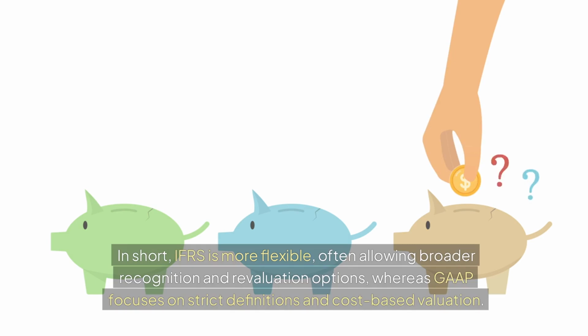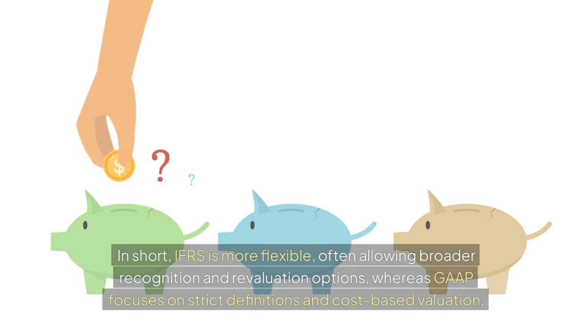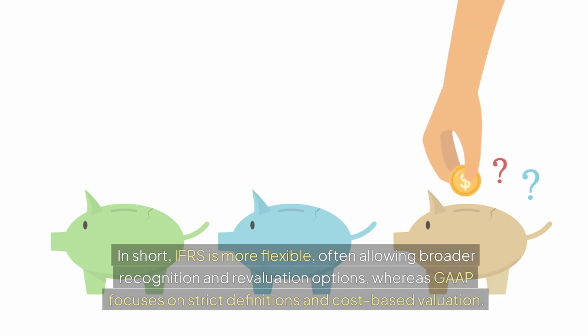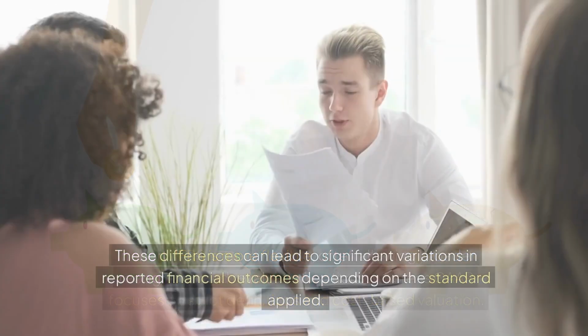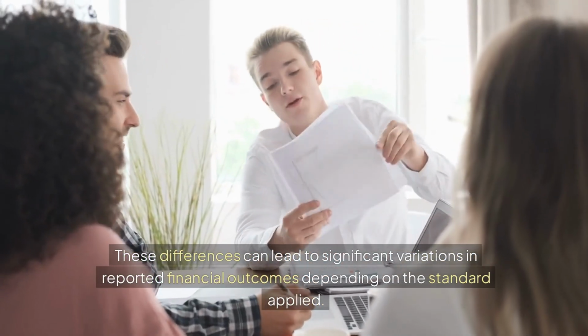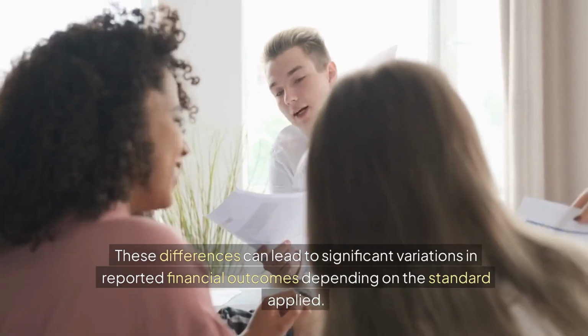In short, IFRS is more flexible, often allowing broader recognition and revaluation options, whereas GAAP focuses on strict definitions and cost-based valuation. These differences can lead to significant variations in reported financial outcomes depending on the standard applied.